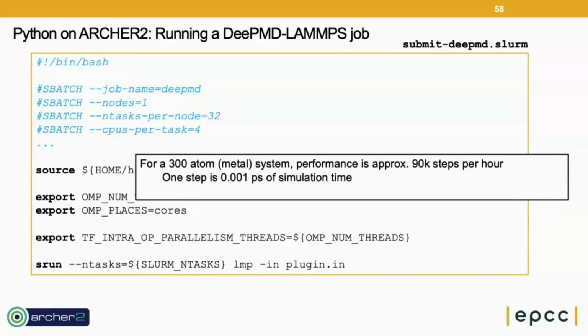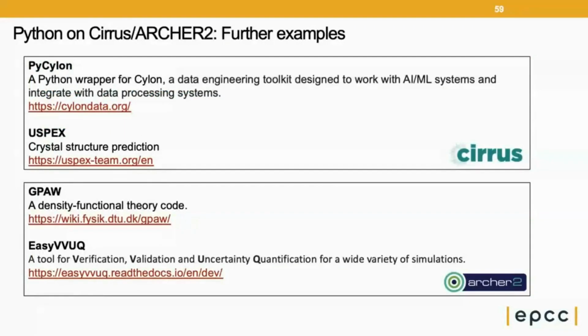An important thing, they found that their results were the same as when they ran on their local cluster, but using an older version of TensorFlow. So that's those examples. There are quite a few other examples, which I just referred to briefly here, both for Cirrus and ARCHER2.